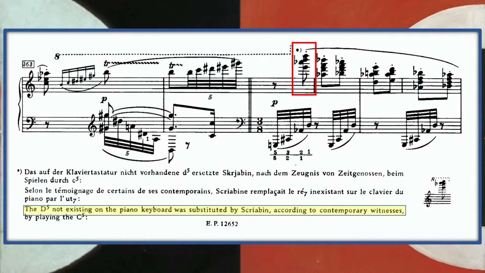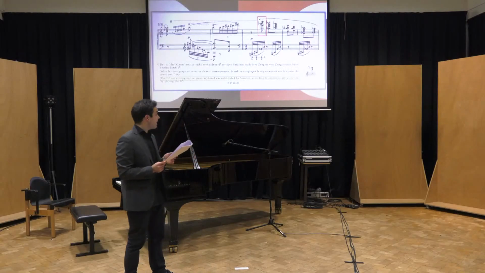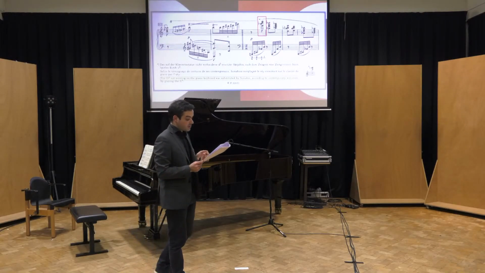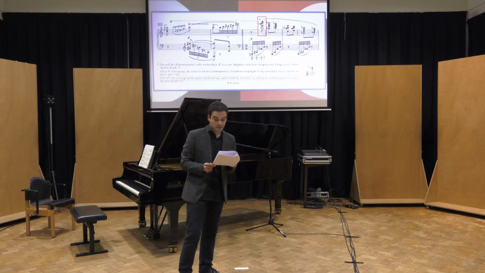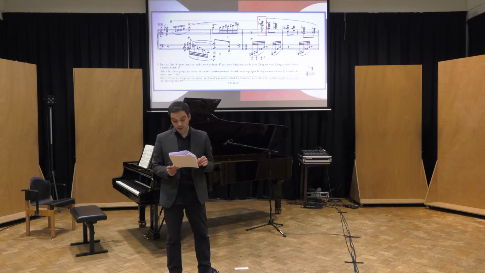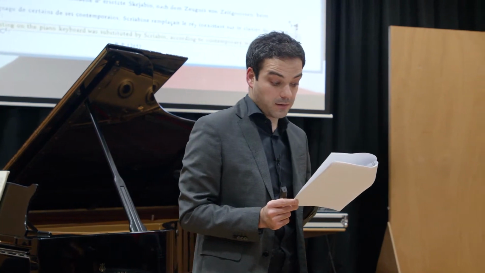The problem is, this note didn't then and doesn't now exist on the piano. So why did Scriabin write it? And mind you, Scriabin was a great pianist. He certainly knew what he was doing. The reasons are again a testament to a structural master plan. By writing the high D, Scriabin adheres to a purely octatonic structure, privileging the coherence and unity of the musical text to the detriment of a hearable result.